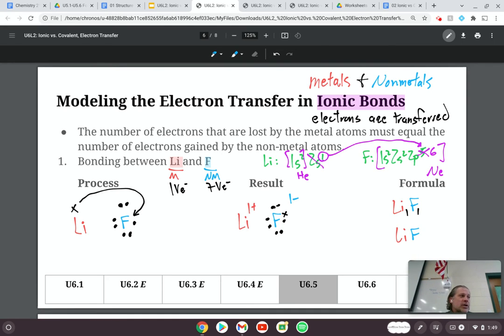So when drawing these structures, you have to, first of all, show the transfer with an arrow. Second of all, you have to identify what the charge is going to be. And then thirdly, you have to write the structure or write the chemical formula representing the number of atoms that are present. So any questions here before we go on and try another one?